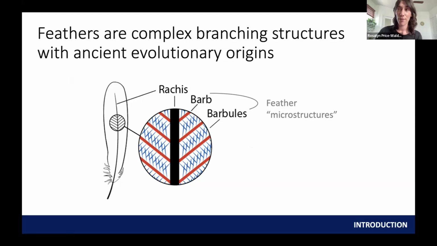So when I talk about feather microstructures, what I'm really referring to is these branches, the barbs and the barbules. And then when I say modified microstructures, what I mean is modifications from this ancestral branching structure.